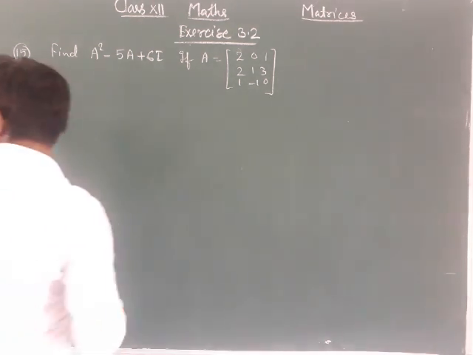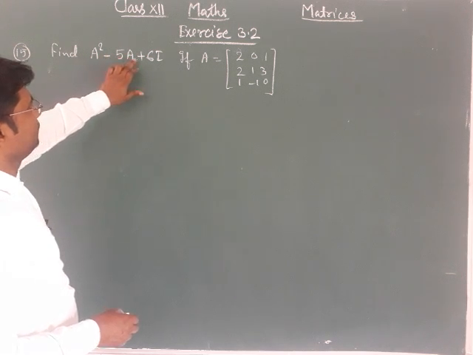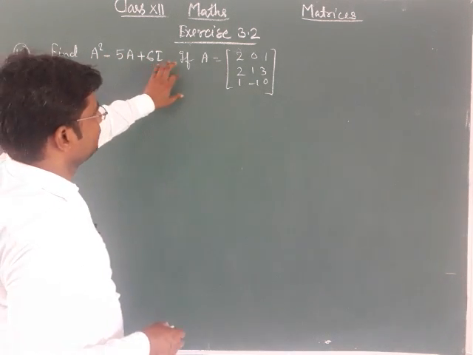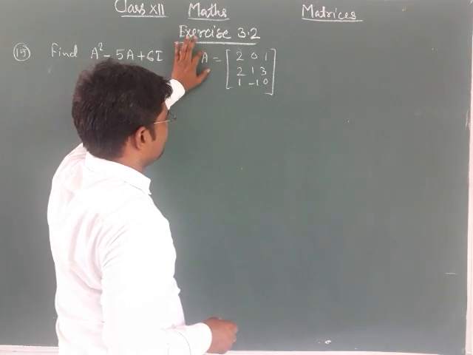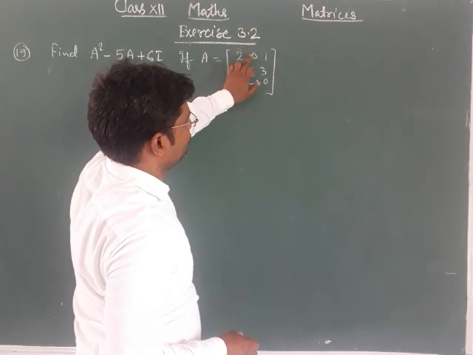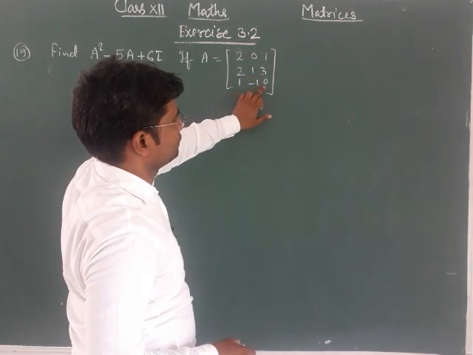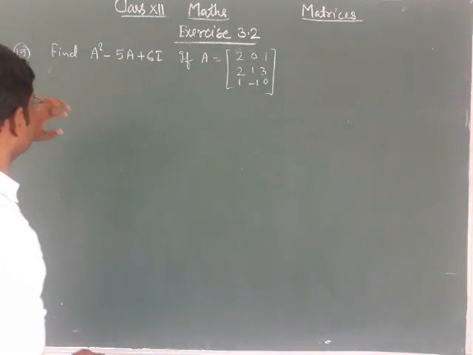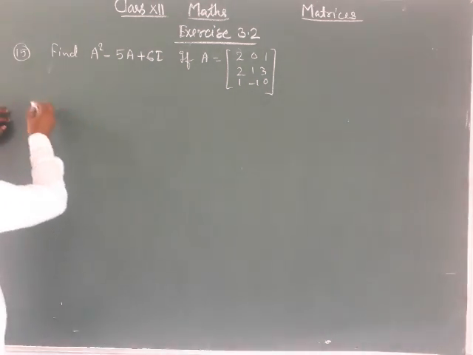Now question number 15: find A squared minus 5A plus 6I, if the given matrix elements are 2, 0, 1, 2, 1, 3, 1, minus 1, 0. This question is important for the exam. So now, the solution of this question.